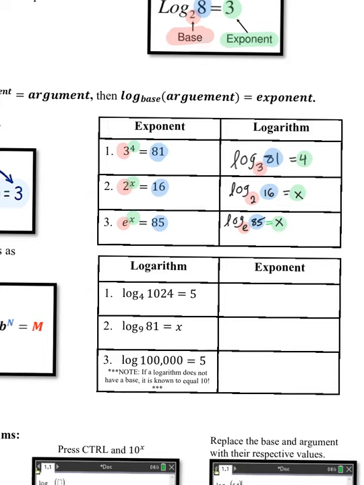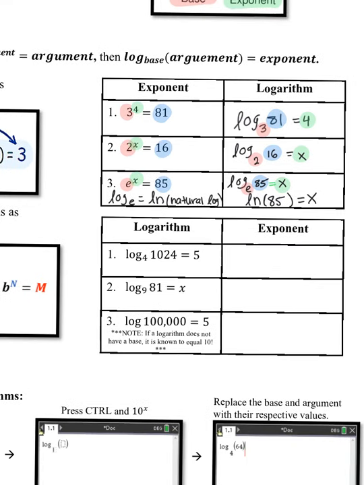Log base e is a special type of logarithm, and we call it the natural logarithm. So maybe make a little note down here. Log base e, the way that we write this is ln, and that is for the natural log. So I'm going to rewrite this as ln, natural log, of 85 is equal to x.